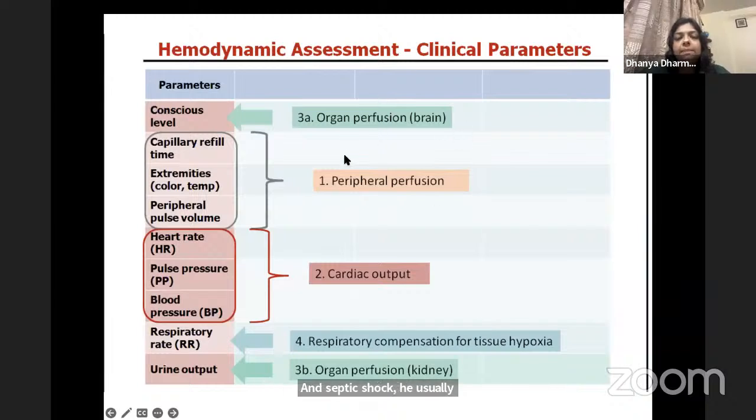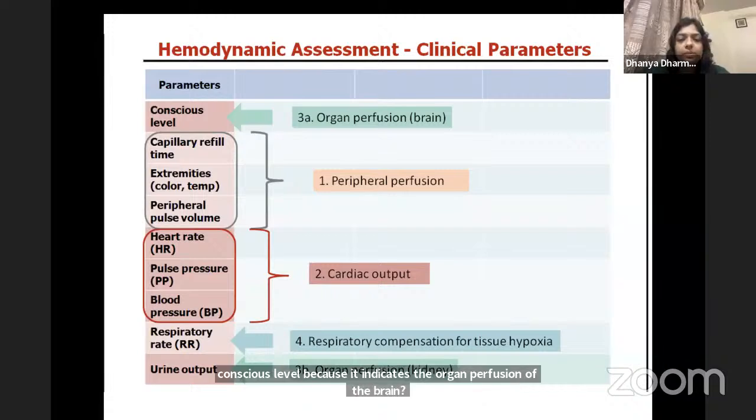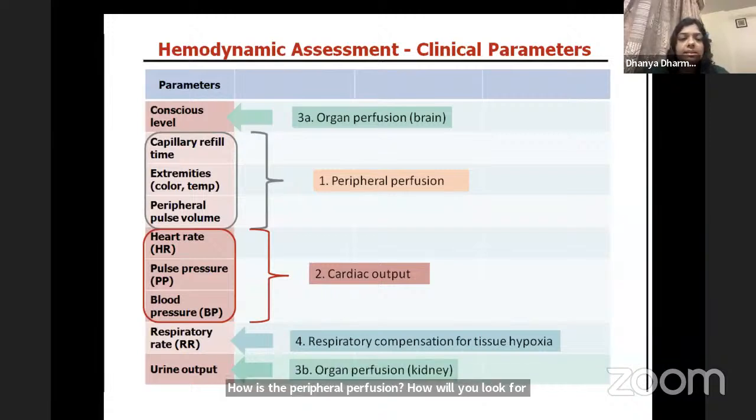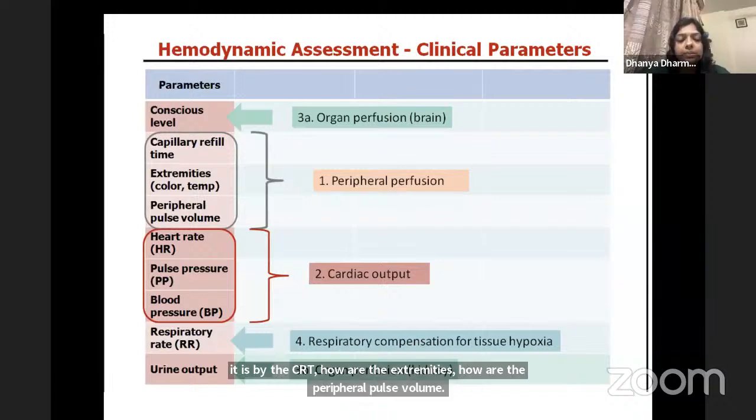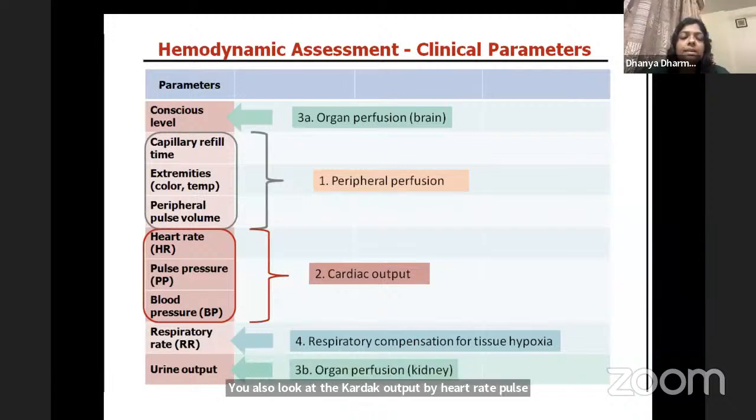So in the clinical examination, the important parameters that one must think about are: how is the conscious level, because it indicates the organ perfusion of the brain. How is the peripheral perfusion? You look for it by the CRT, the extremities, and the peripheral pulse volume. You also look at the cardiac output by heart rate, pulse pressure, and blood pressure. Then respiratory rate will tell you whether there is respiratory compensation for tissue hypoxia. And of course, very important is the organ perfusion of the kidney through urine output.